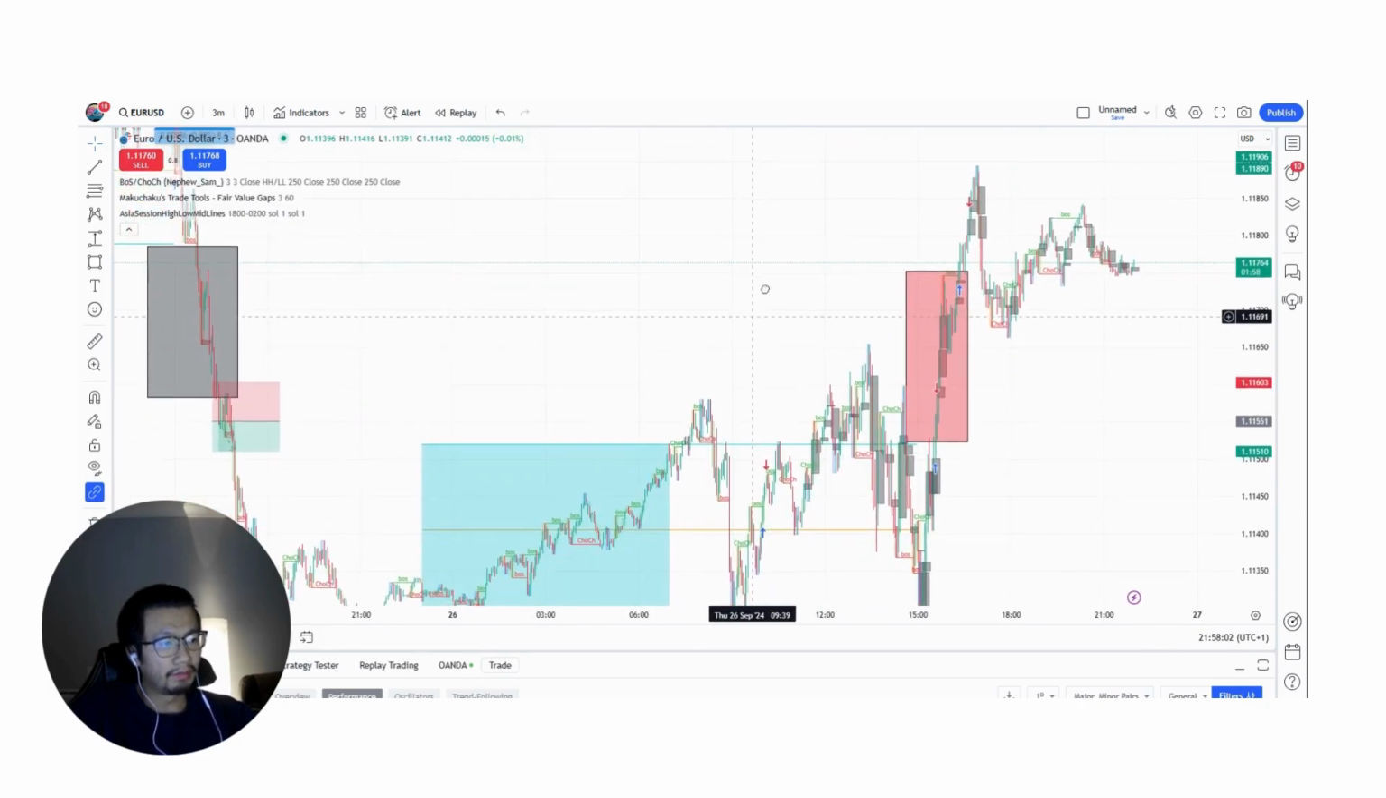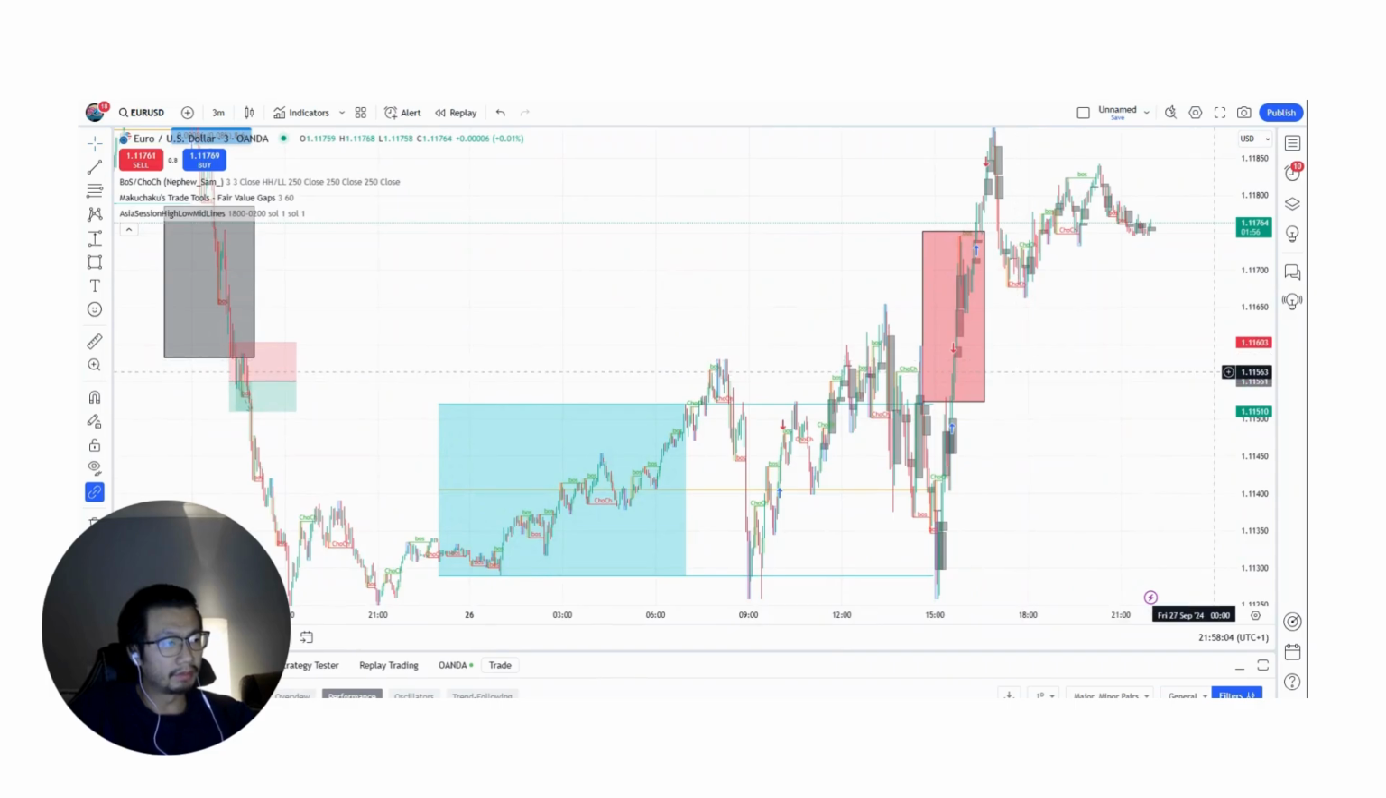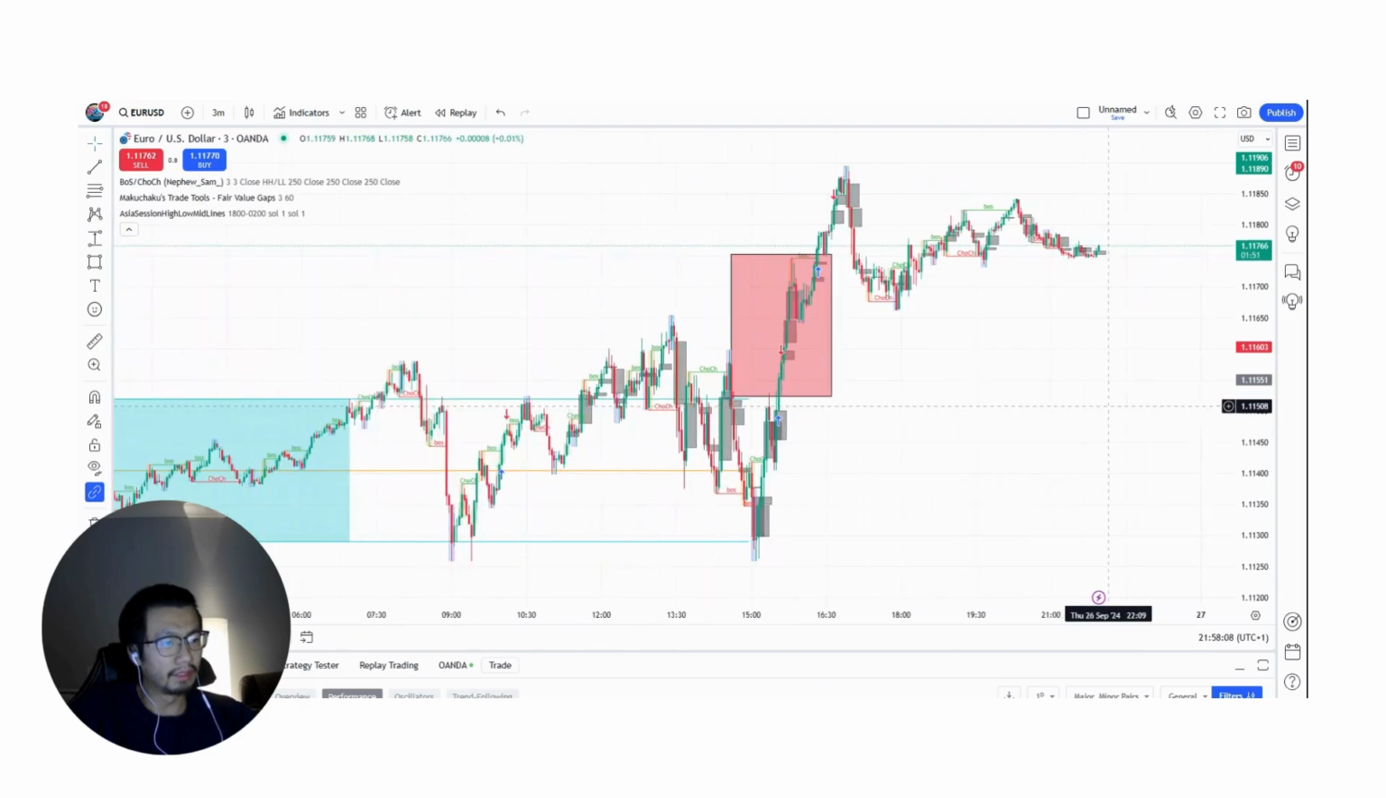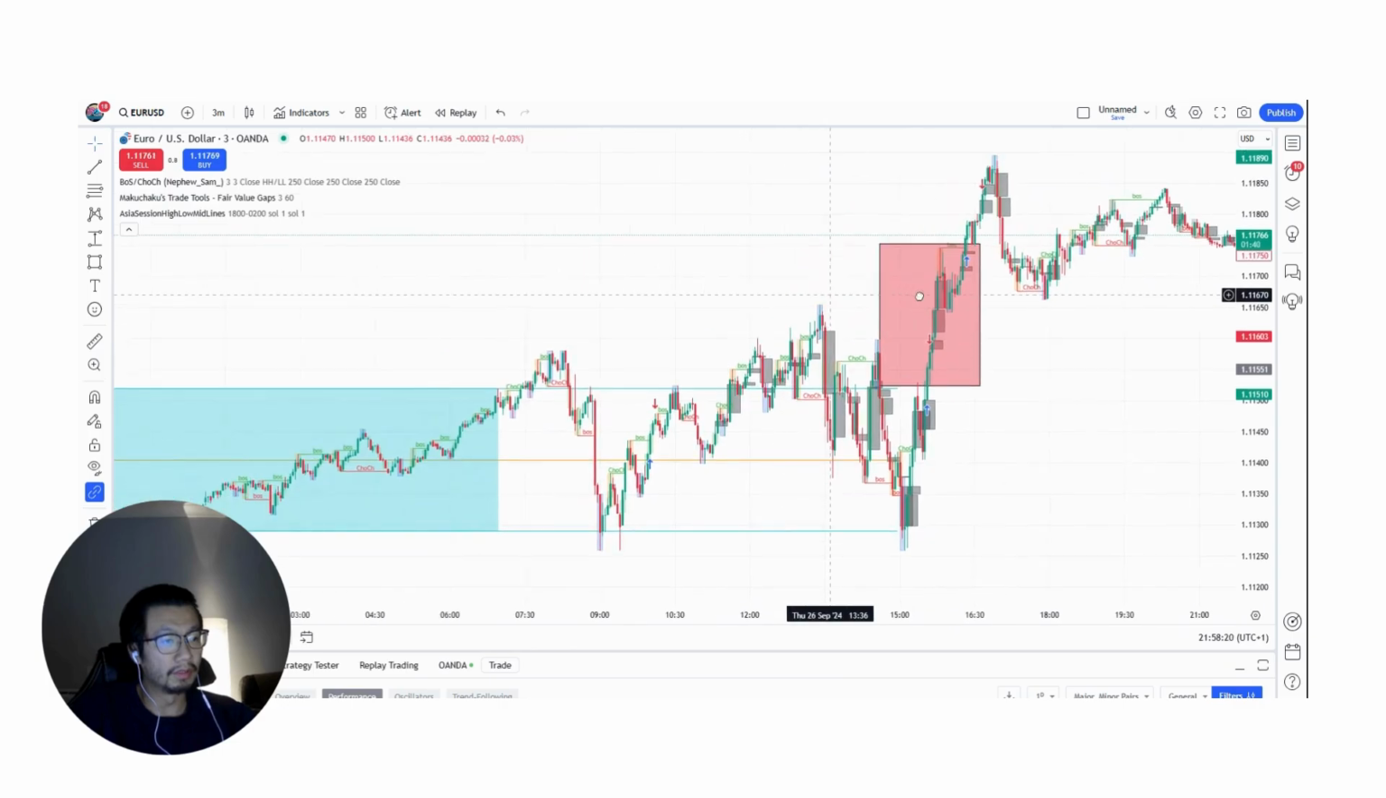I made 3 trades today. It's all based on the stuff we just covered. There's one here, a long position, another long position, and another long position. So 3 trades in total.